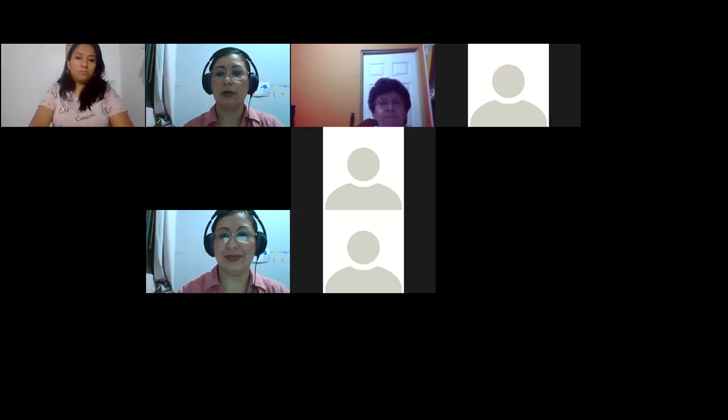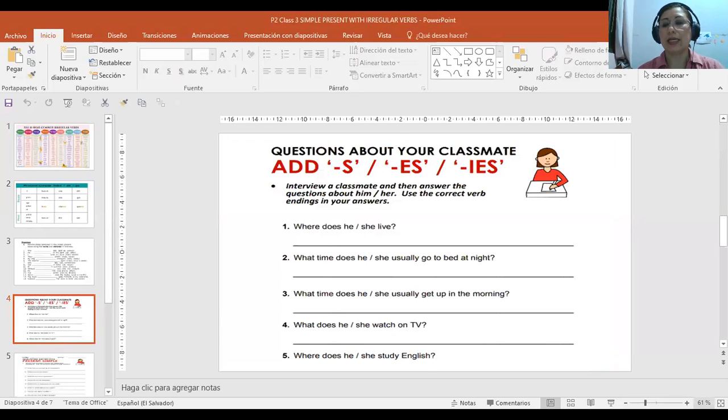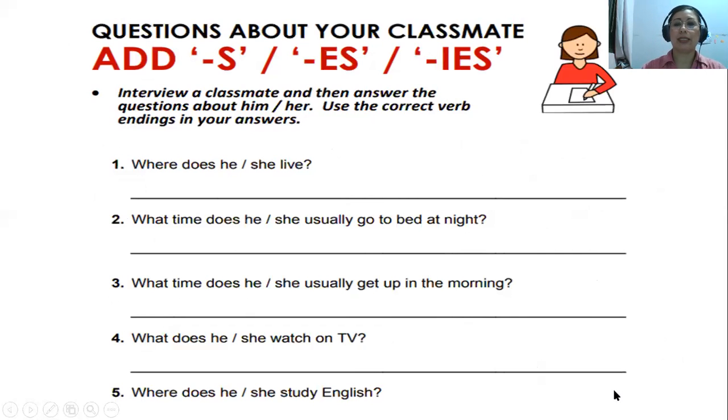I have them here. Okay, this is the one. Okay, I have here the other exercise. Tenemos aquí otro ejercicio, which is about the same. It's similar, es bien similar, ¿verdad?